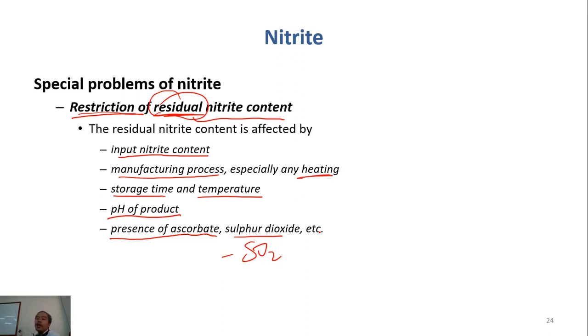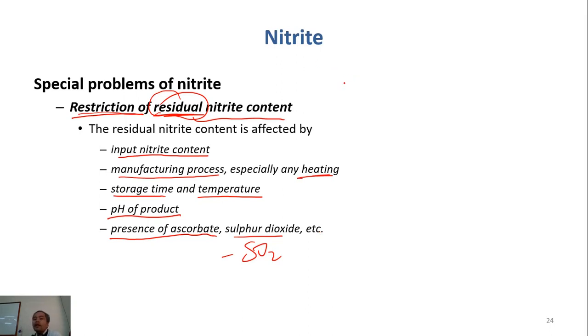However, what do we need to care about when we use nitrite? Toxicity. Why is nitrite toxic? There are two ways it can become toxic. First, nitrite itself is a toxic component at moderate dose. What is the lethal dose of nitrite? 1 gram. And what is the second reason it becomes toxic? In some conditions, it can react with secondary amine to form nitrosamine. It's a carcinogenic component. So we have to prevent those possibilities.